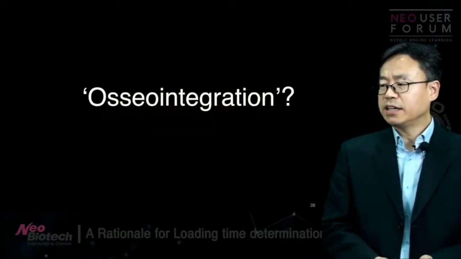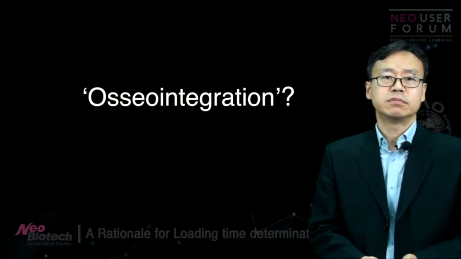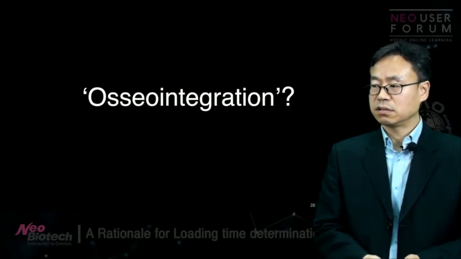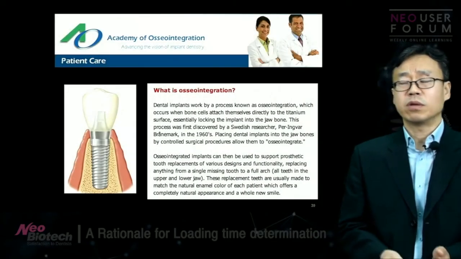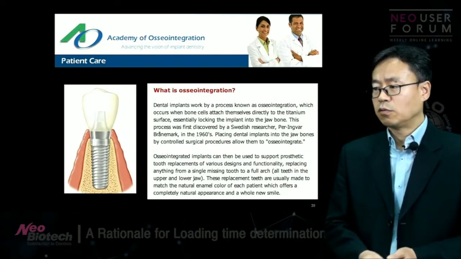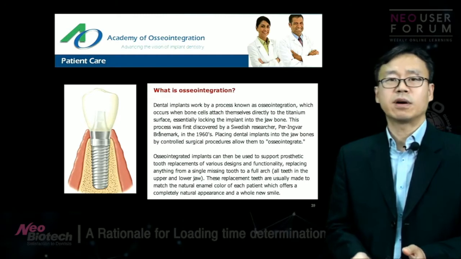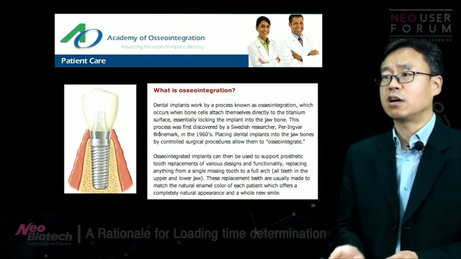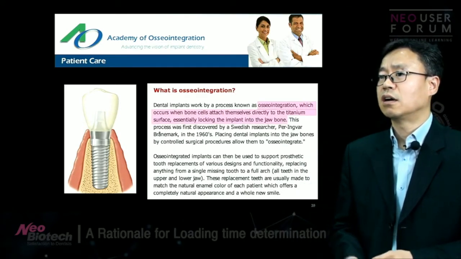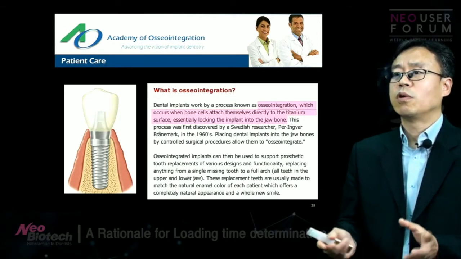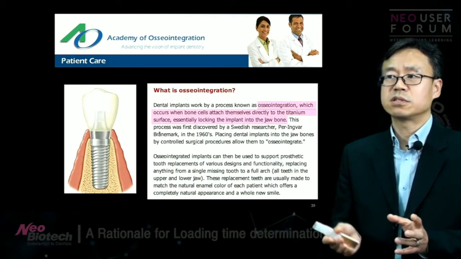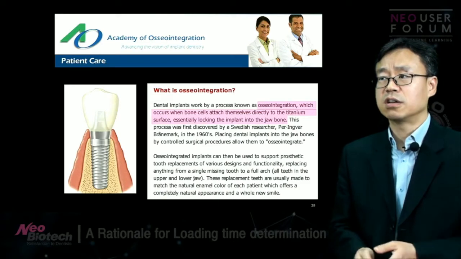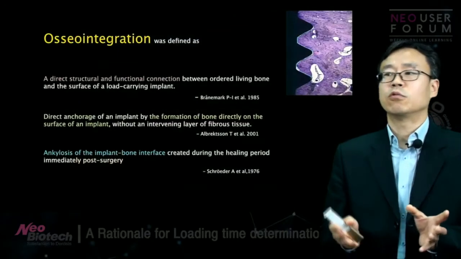But what really is osseointegration, though? That's the question. Do we know what osseointegration is? We think we do, but we might not. What do clinicians or researchers say about osseointegration? Here's an example: what the Academy of Osseointegration says. Osseointegration is when the bone cells attach themselves directly to the titanium surface of implants. This is called osseointegration.